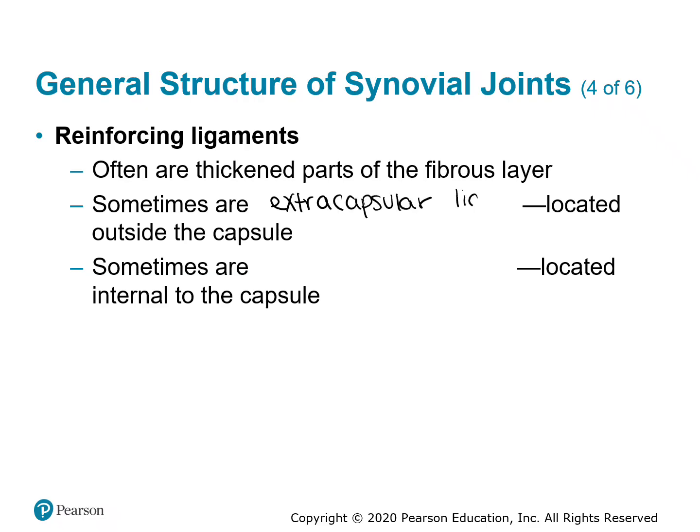Capsular ligaments. And sometimes they are internal to the capsule, and we call those intracapsular ligaments. Extracapsular and intracapsular. Like, for example, your knee has a bunch of ligaments that are surrounding it. You've heard of someone tearing their ACL, their anterior cruciate ligament? They also have a PCL, a posterior cruciate ligament. Those are extracapsular, but that's the thing. Okay? Cool? Cool.